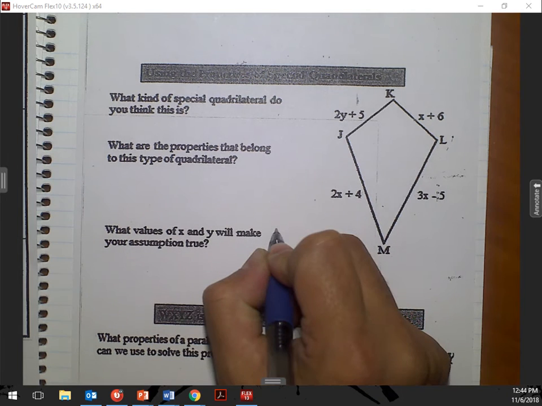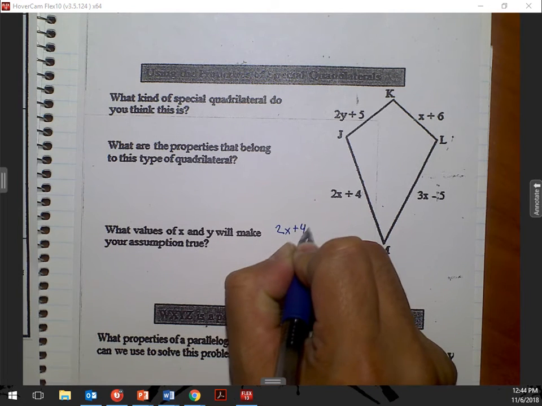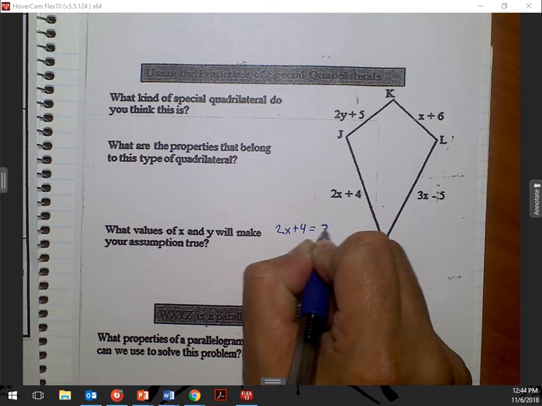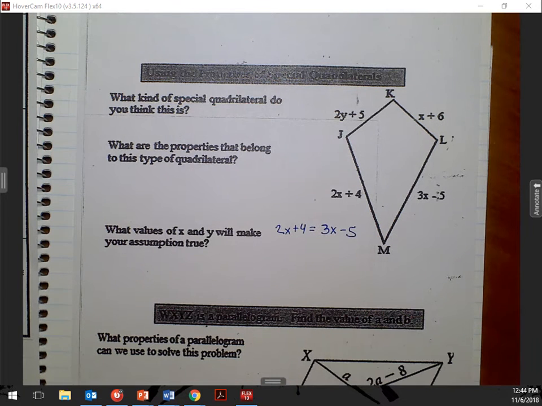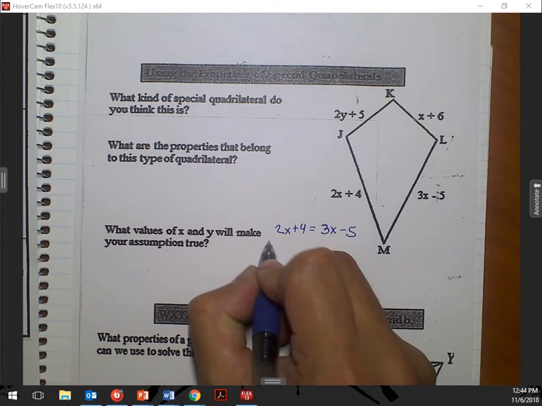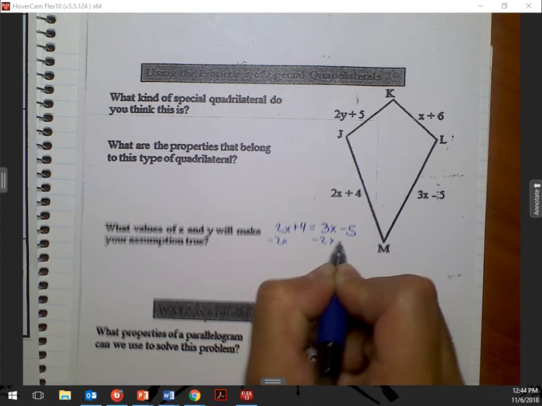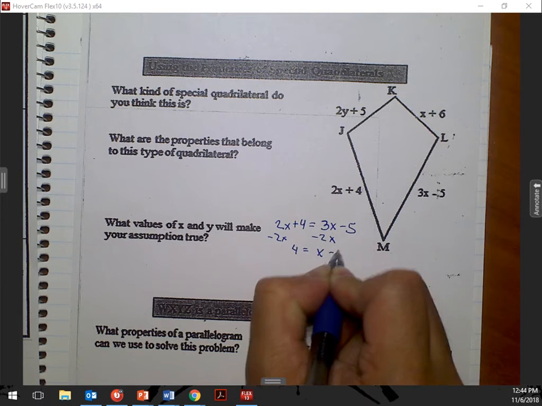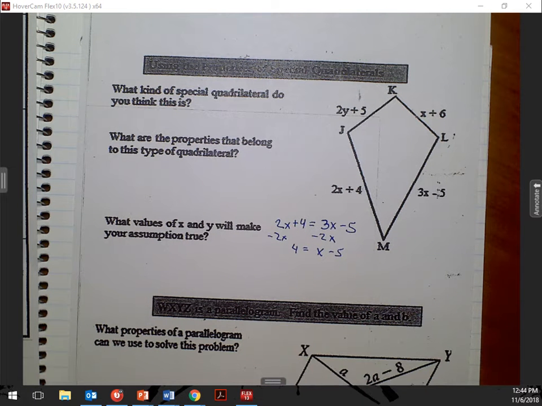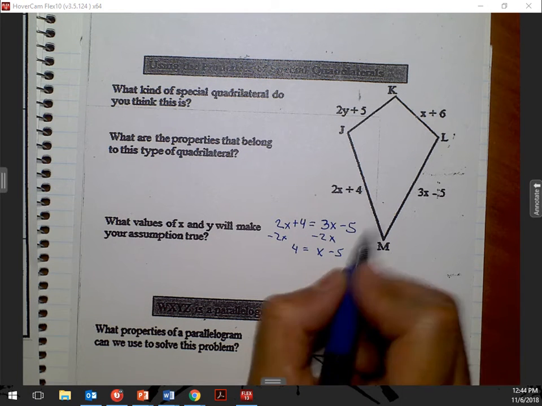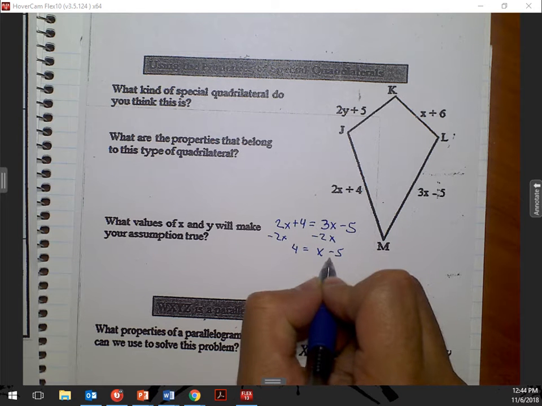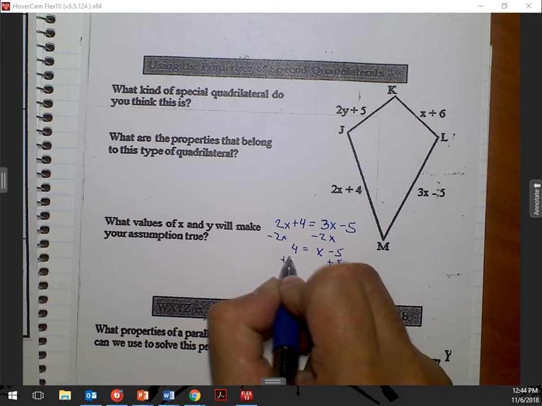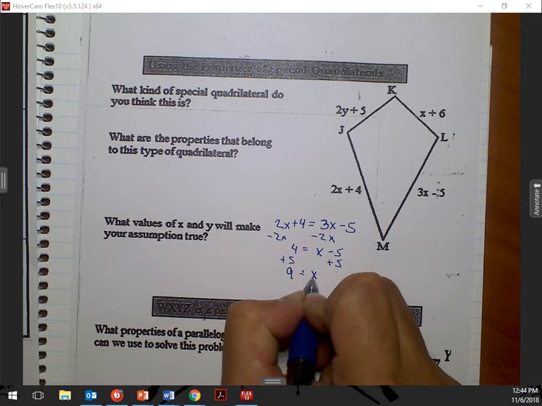So I would have that 2x plus 4 equals 3x minus 5. Okay, minus 2x. So I get 4 equals 1x minus 5. Now what am I going to do? Add 5, because I want to get the x by itself, right? So it's going to add 5. So 9 is equal to x.